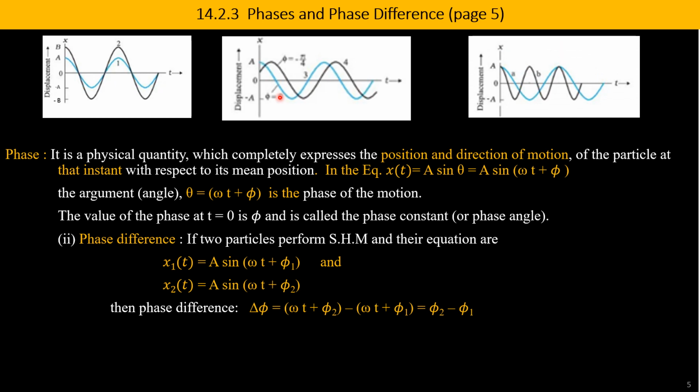Figure 3 on the right hand side depicts the plot for phi equal to 0 for different periods. Here the blue colored wave has a larger period, whereas the black colored wave has a lesser period. So this depicts the plot of equation A sin omega t plus phi for two different curves.